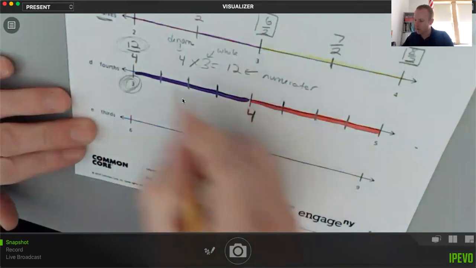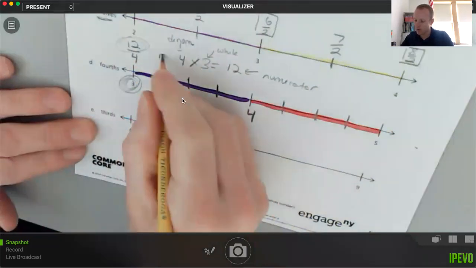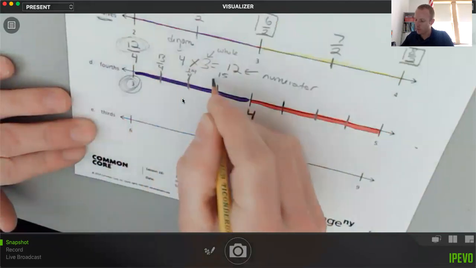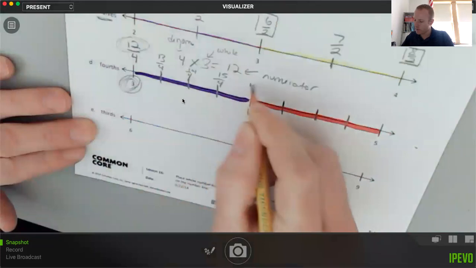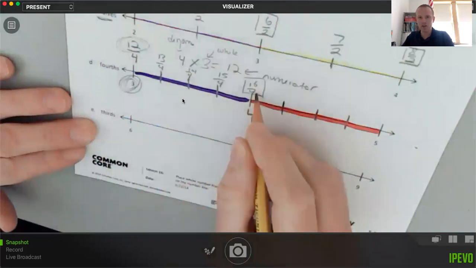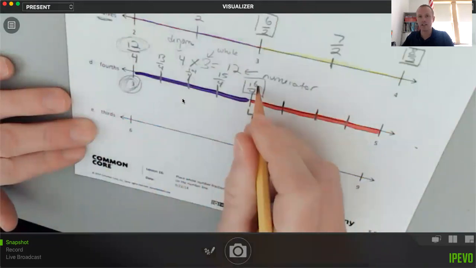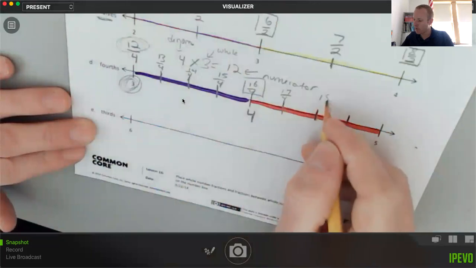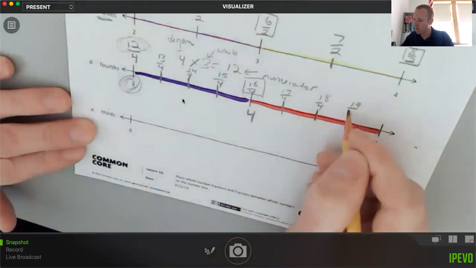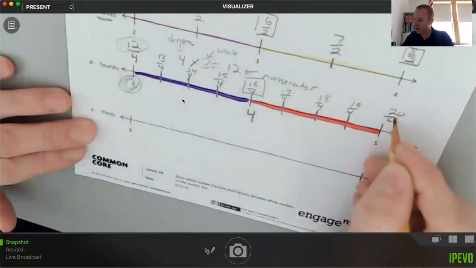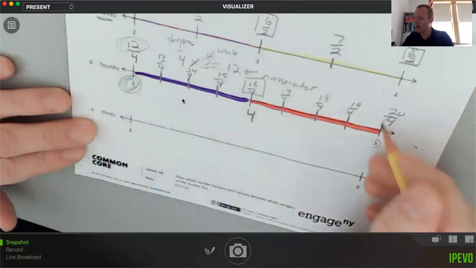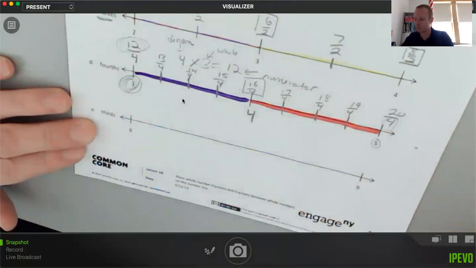So we end up with 12, and then it's as easy as 13 fourths, 14 fourths, 15 fourths, 16 fourths. Now, when I get there, I should check it. Is 4 times 4 16? Yes, it is. That means I'm doing it correctly. 17 fourths, 18 fourths, 19 fourths, and 20 fourths. And again, once I get to a whole number, I double check it and say, 5 times 4, is that 20? Yes, it is.